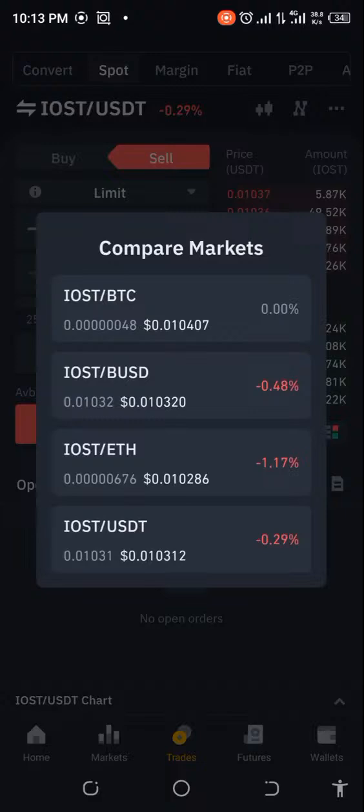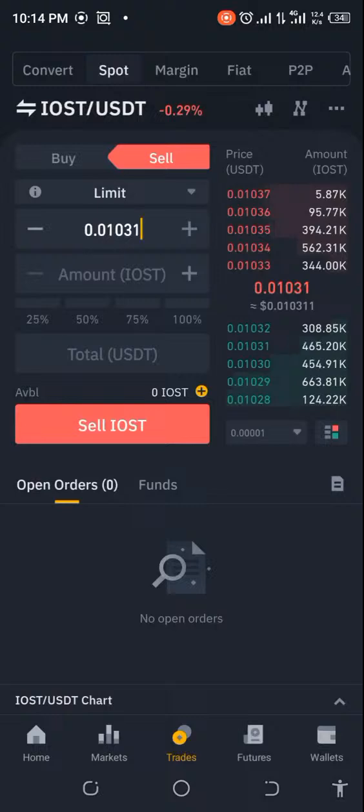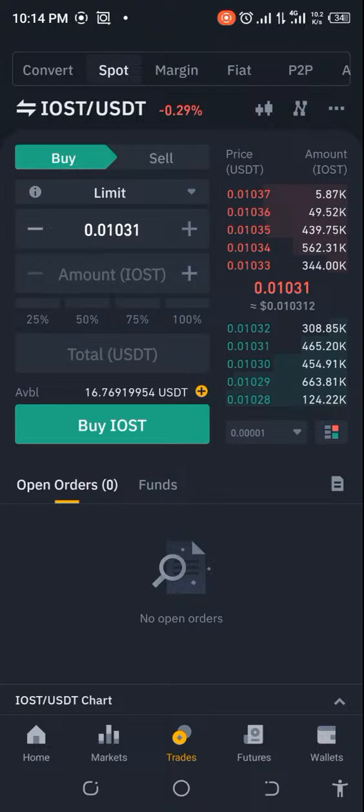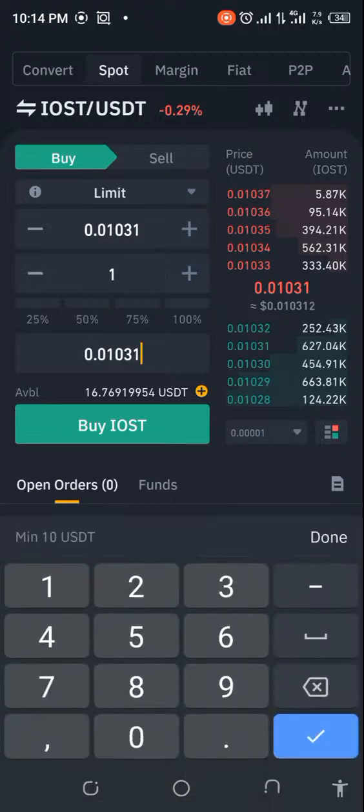It's still there, but I'm just wondering. Okay, it seems like, let's try this one more time. I think what happened is that the price adjusted a bit. So let's just check this out one more time.